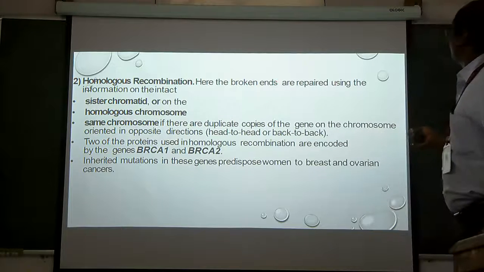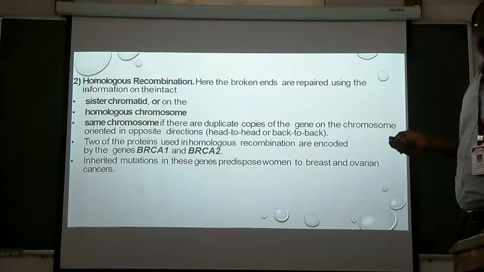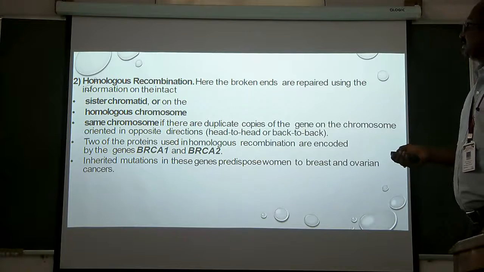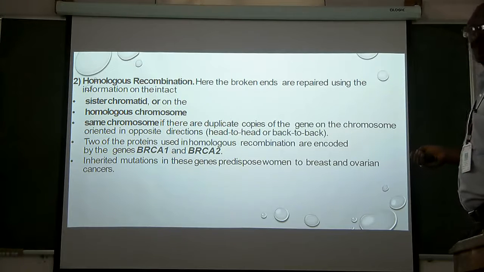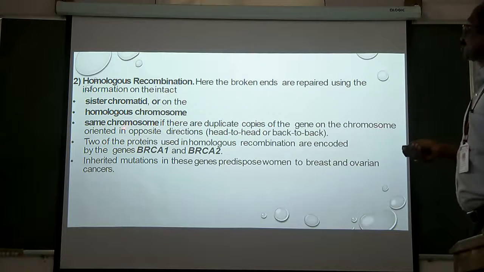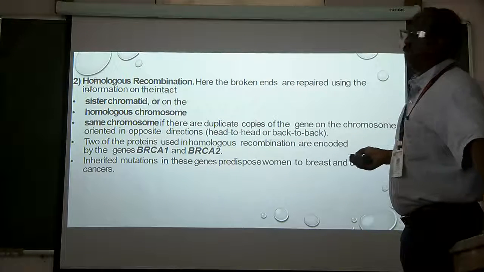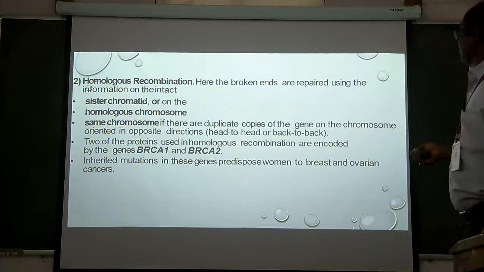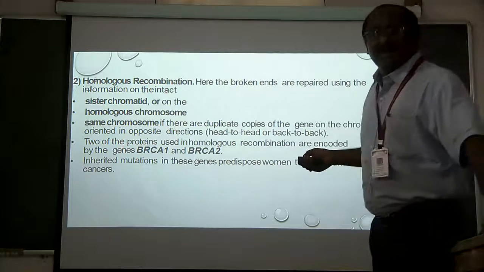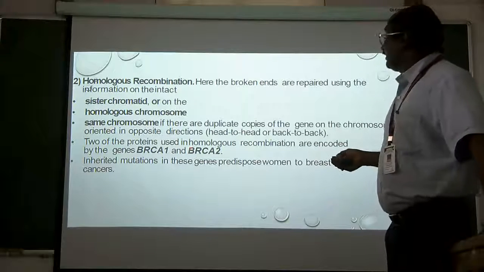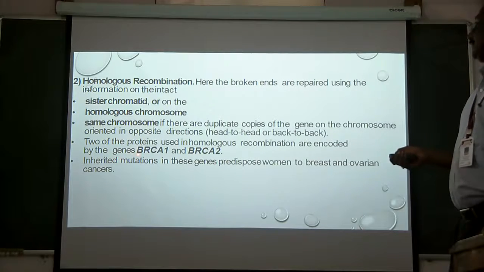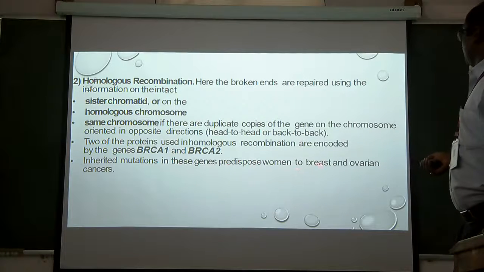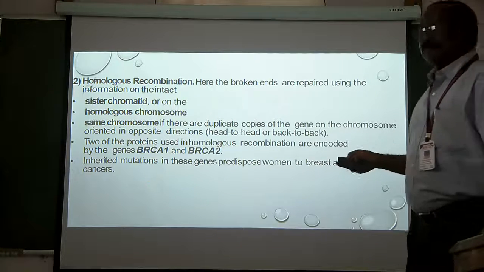Here, the broken ends are repaired using the information of the intact sister chromatids or the homologous chromosomes. Same chromosomes may have duplicate copies of the genes, oriented in opposite directions, head to head or back to back positions. Two of the proteins used in homologous recombination are encoded by the genes BRCA1 and BRCA2. So inherited mutations in these genes predispose women to breast or ovarian cancers.